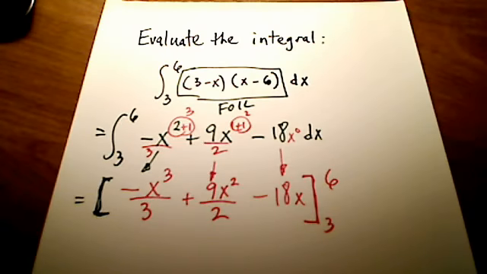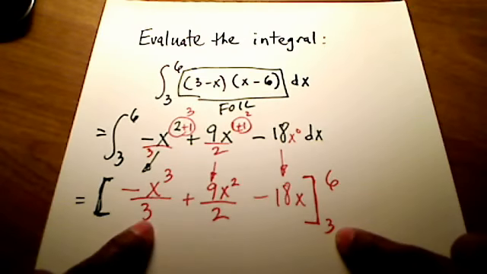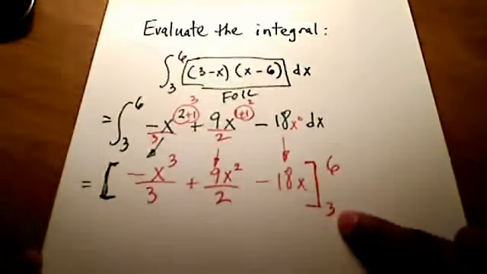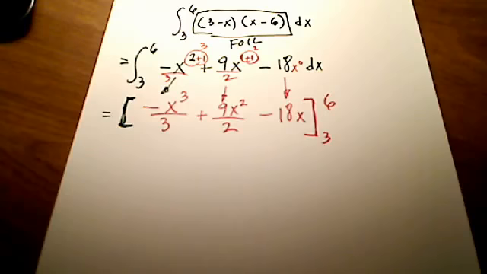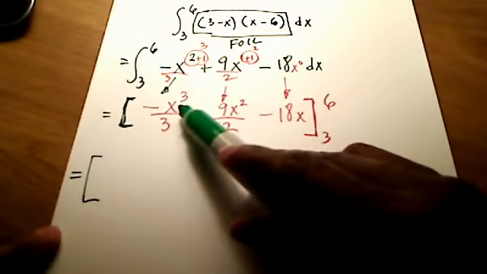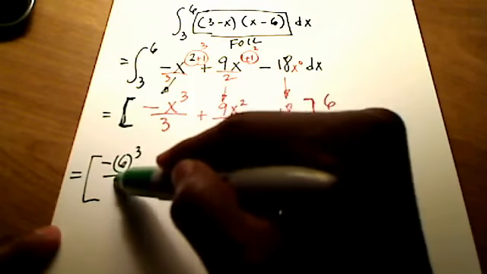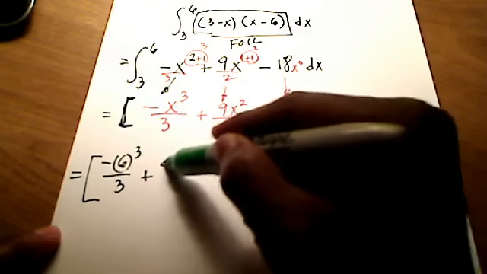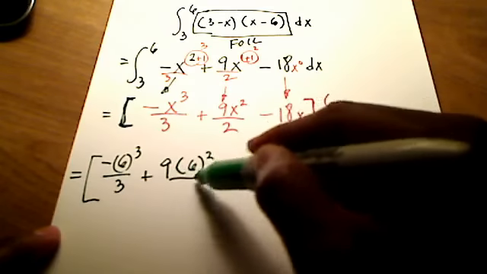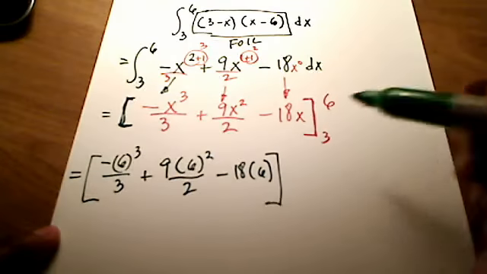Now, the first fundamental theorem of calculus says what we're going to do is plug in 6 everywhere I see an x in this answer, and plug in a 3 everywhere we see an x in this answer, and subtract those two quantities, okay? So here's the setup. Are you ready? Everywhere I see an x, I'm going to plug in a 6. That is negative 6 to the third all over 3 plus 9 times 6 squared all over 2 minus 18 times 6. All right, so that's plugging in.